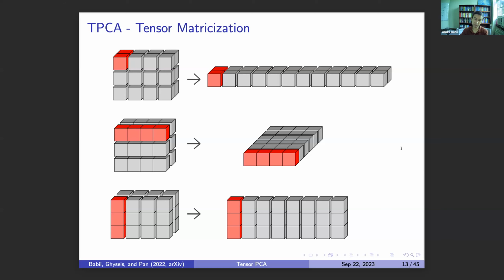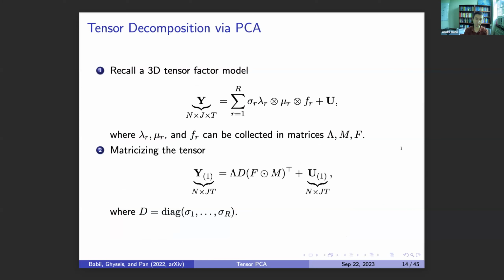So then the idea would be to apply the PCA to each of these 3 unfoldings or matricizations. So let's look at the first matricization. This is a 3-dimensional tensor factor model. We have a tensor of dimensions n times j times t. We have vectors of loadings lambda, mu, and a vector of vectors f, and sigma is the scale component.